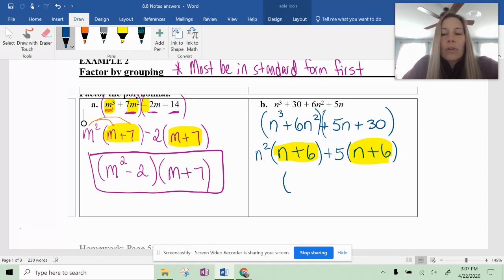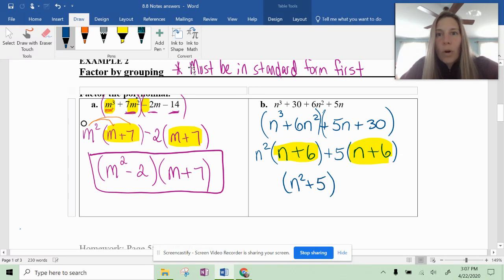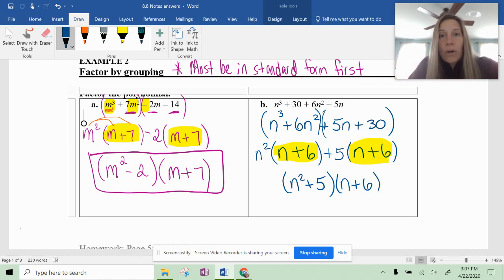So now I take my two GCFs, which are n squared plus 5. That makes up one of my factors. The repeated binomial there is my second factor, n plus 6. Now, n plus 6 is simplified as far as it can go because we just have a single variable there. N squared plus 5, we need to double check because it has an exponent. N squared is a perfect square, but 5 is not a perfect square, plus this is a plus sign, not a minus sign, so we can't use the pattern of difference of two squares. So we're just going to have to stop right there.